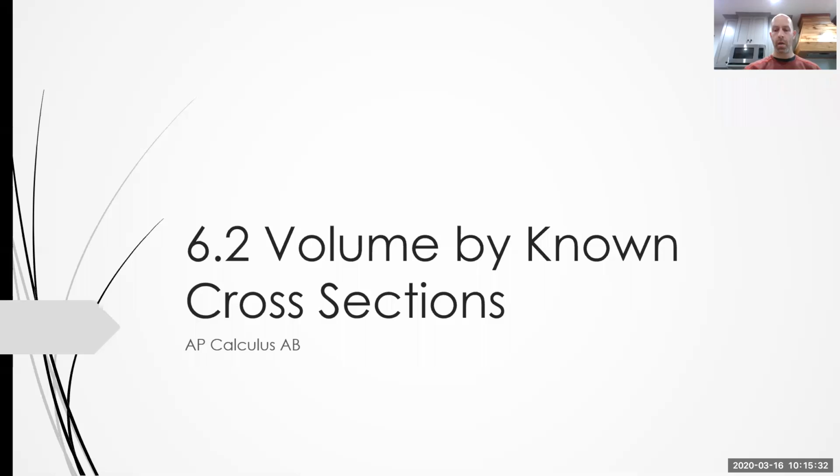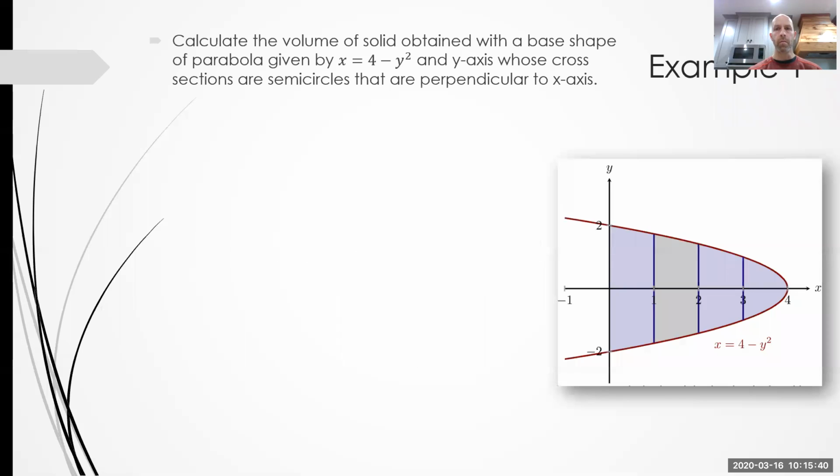Morning, students. Today we're going to look at section 6.2, which is volumes by known cross sections. I'm going to share my screen with you again so you can see the presentation. All right. And as always, I'm posting the notes with the solutions on Canvas.